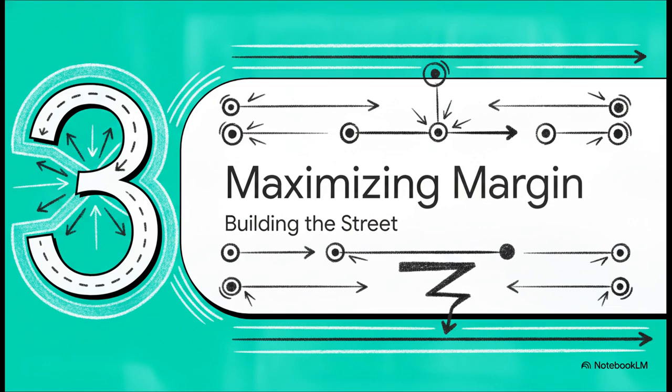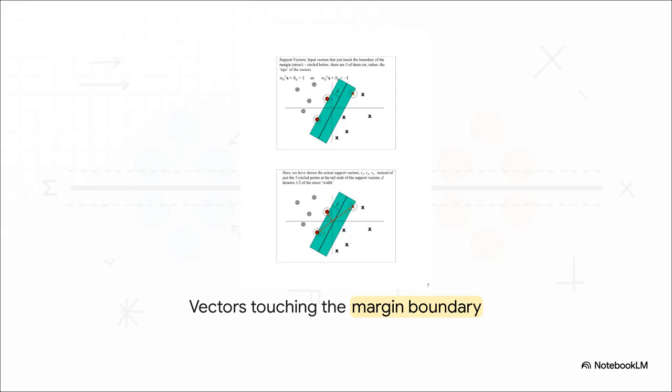That takes us to Section 3, maximizing the margin. Let's use an analogy here. Imagine the dividing line is the center line of a street. We don't just want a thin, tight line. We want the widest possible street that can fit between our red and green data points without running any of them over. The shaded area is our street. And notice this, the support vectors are the exact data points that are just barely touching the edges of the street. They are quite literally holding the margins in place.